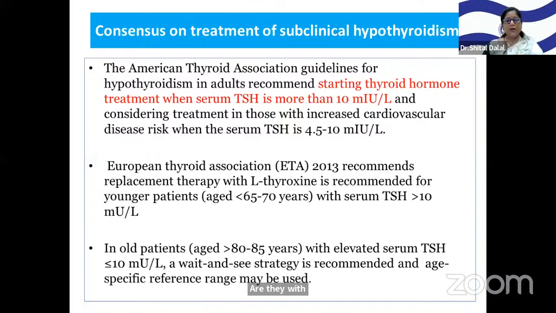According to American Thyroid Association guidelines, they start thyroid hormone treatment when TSH levels are more than 10. According to European guidelines, they especially recommend it in younger patients when TSH levels are more than 10, and in elderly patients when there is an elevated TSH level. But we have to wait and see the recommended strategies, and an age-related specific reference range may be used. That is, the targeted level should be 4 to 6.